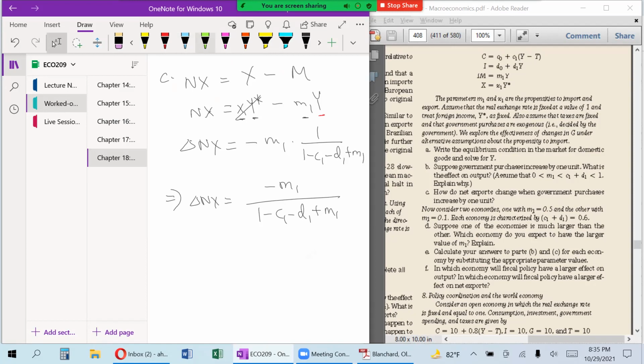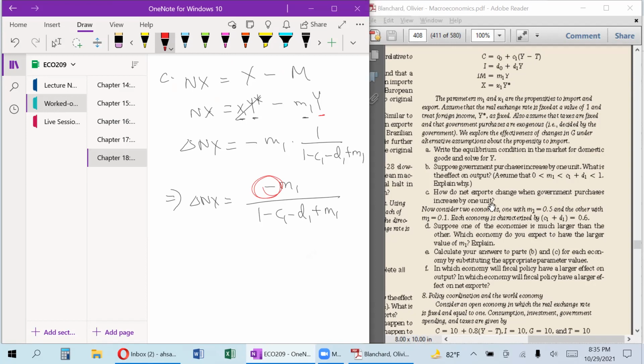Okay, so two things to notice here. First of all, we have a minus here. A minus, what does that signify? That signifies that if G is increasing, Y is going to increase. If Y is increasing, M is going to increase. And if M increases, NX is going to fall, right? We've talked about this already. So that's what this negative sign is signifying, that if G increases, the result will be that NX will fall. That's the first observation to take away from this.